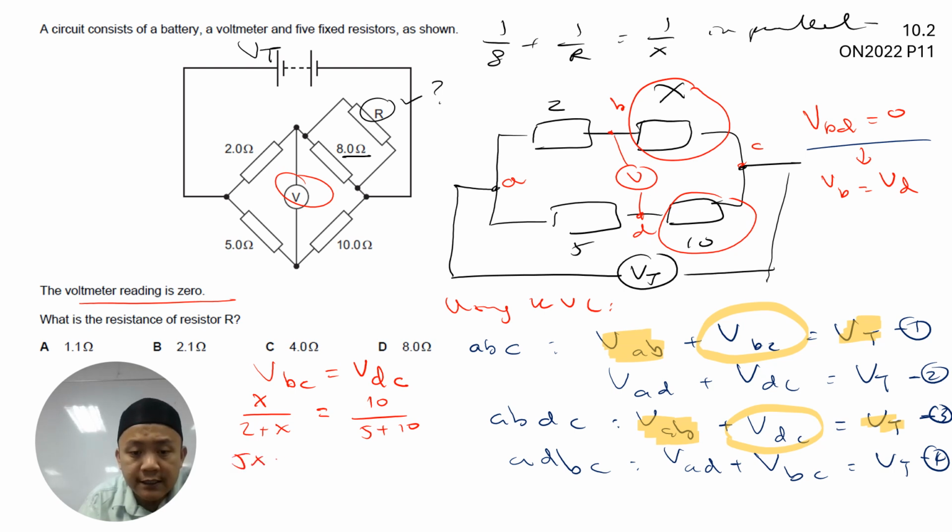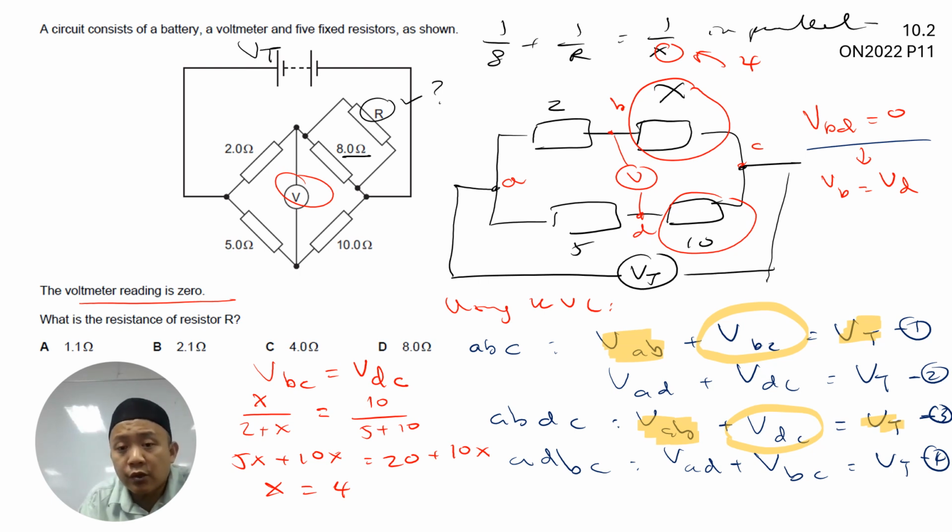You get 5x plus 10x, or 15x, is equivalent to 10 times 2, which is 20, plus 10x here. So you can just rearrange. You get x equals 4, if I'm not mistaken. Yeah, 15x minus 10x, you get 5x, and 20 divided by 5, you get 4. So here, substitute x equals 4. You know 1 over 8 plus 1 over R is equivalent to 1 over 4. Doing some mathematics, you get R is equivalent to 8 ohms, where the answer is D. That's how you get it.